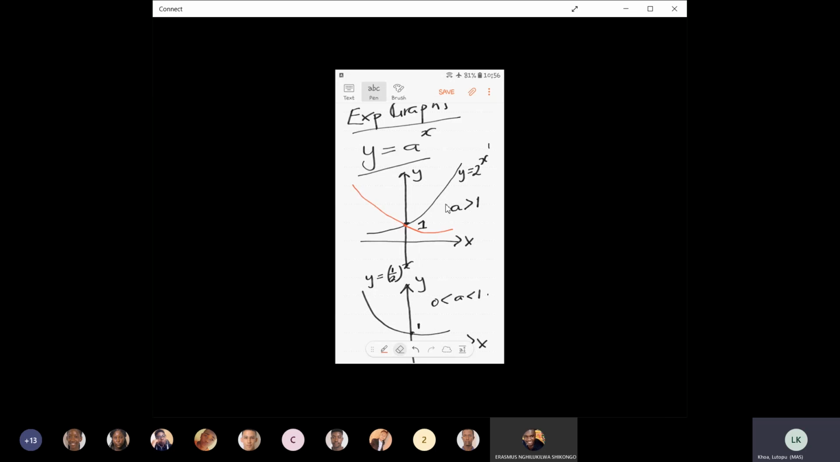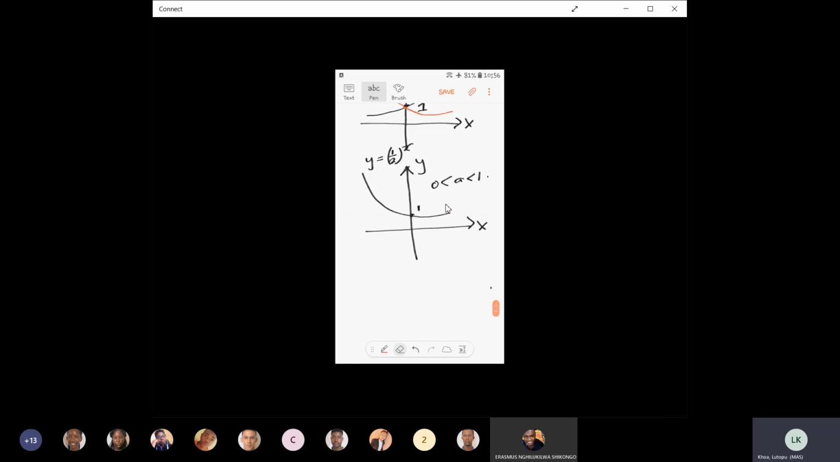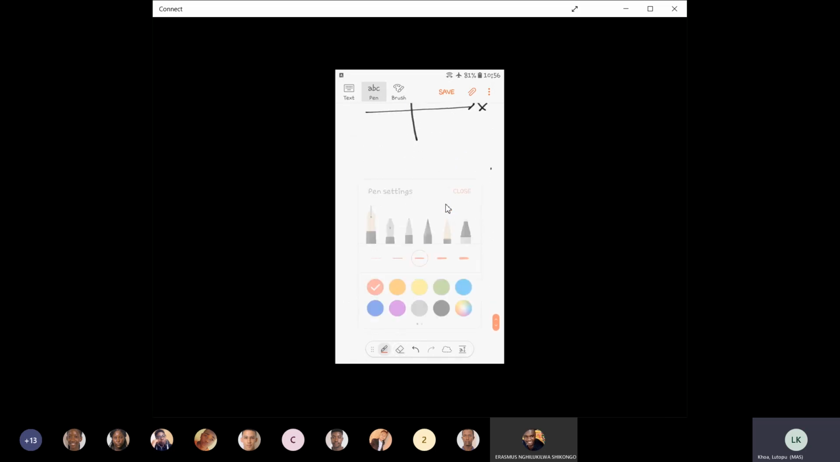Okay, let's see, I'm trying to scroll up. So let's see an example of how we can draw a graph. So go back to black. Now let's say I say sketch the graph y is equal to 3 to the power of x. Okay, this is the simplest question you can ever get in a test.